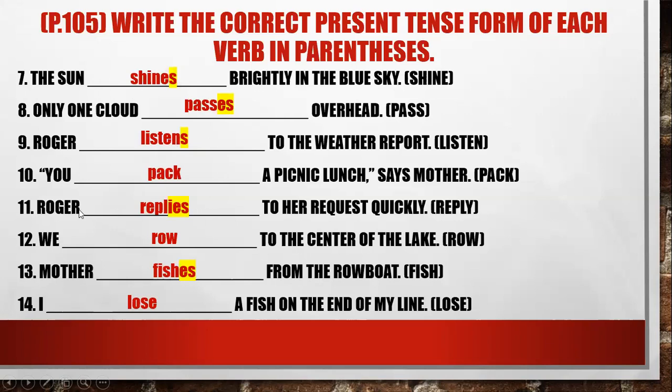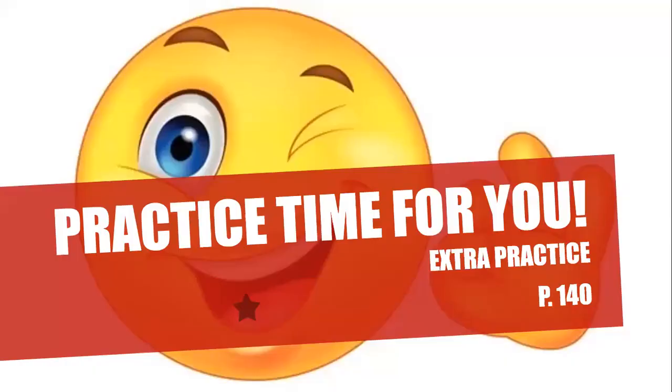For sentence 11, we applied rule number 3 because this is a verb that ends with a consonant Y. So we changed the Y to I and added ES. And for sentence number 13, we added ES because the verb ends with SH and we followed rule number 2. Okay? So I hope that you guys were able to understand. If you don't, please email me.